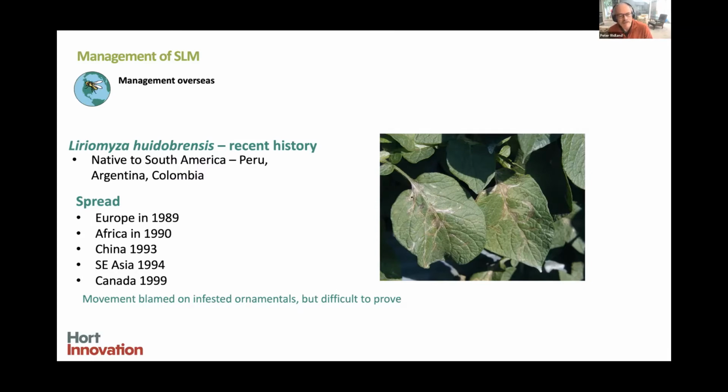It doesn't survive outside, but in general, every time you read about it, everybody blames infested ornamentals from the Netherlands. The Netherlands, of course, being the home of the ornamental global markets, but it's very difficult to prove really where they came from. But I think there's a lot of circumstantial evidence to suggest that the movement of ornamentals around the world has been instrumental in moving Liriomyza huidobrensis.